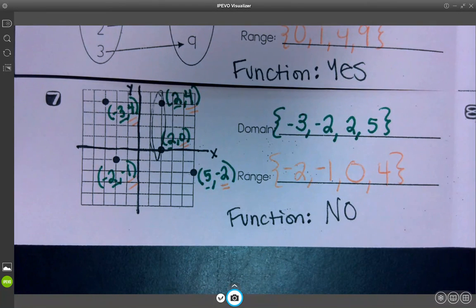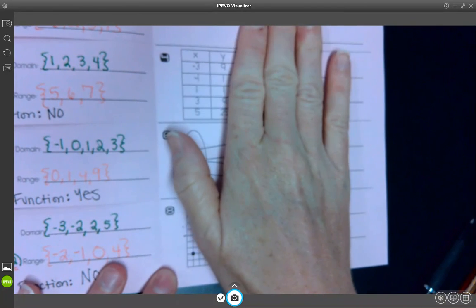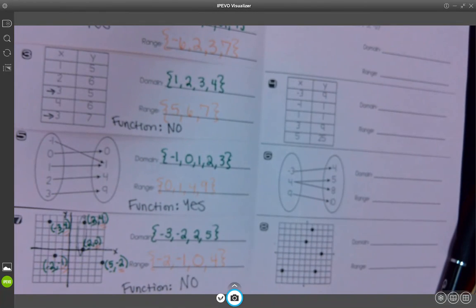All right, so I did the odds for y'all, 1, 3, 5, 7. So now you're going to do the evens, the ones on the other side, 2, 4, 6, 8. Once you finish, then you can glue it in your journal.